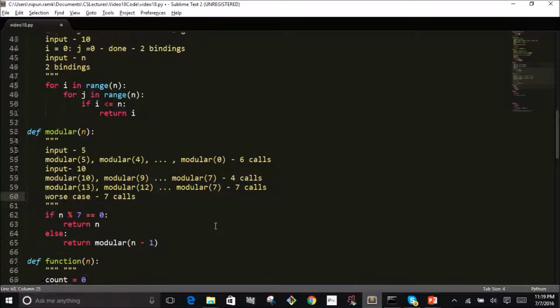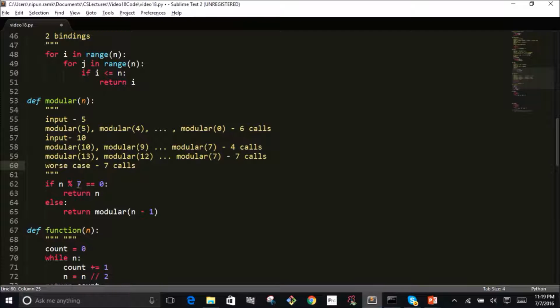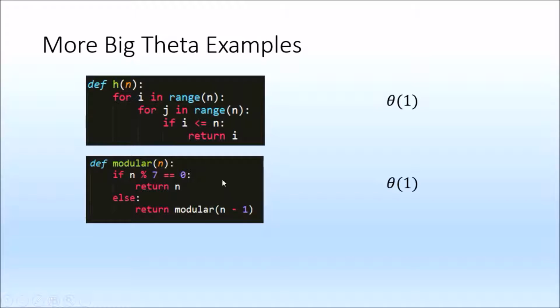And the reason this is true is because we're doing modular 7. If we have n restricted to being an integer, it's always going to be the case that this ends up finding a number that's divisible by 7 within at most 7 calls, because that's how modular 7 works: every 7 numbers there's going to be a number that's divisible by 7. So this is the key idea here. So this function actually ends up being constant. So this is an example of a recursive function that's constant.